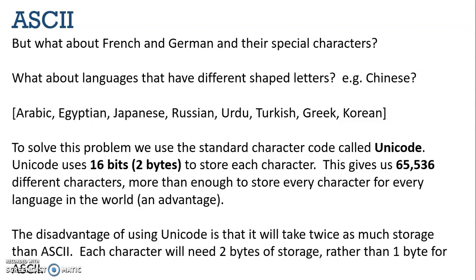So in order to solve this problem, we use the standard character code called Unicode. Now Unicode uses 16 bits, which is equivalent to 2 bytes, to store each character, therefore giving us 65,536 different characters. So that's way more than enough to store every character for every language in the world, which is a real advantage. Now the only disadvantage of using Unicode is that it will take twice as much storage than ASCII. So it will use up more memory in your computer system to store. Each character will need 2 bytes of storage rather than the 1 byte that we currently use for ASCII.